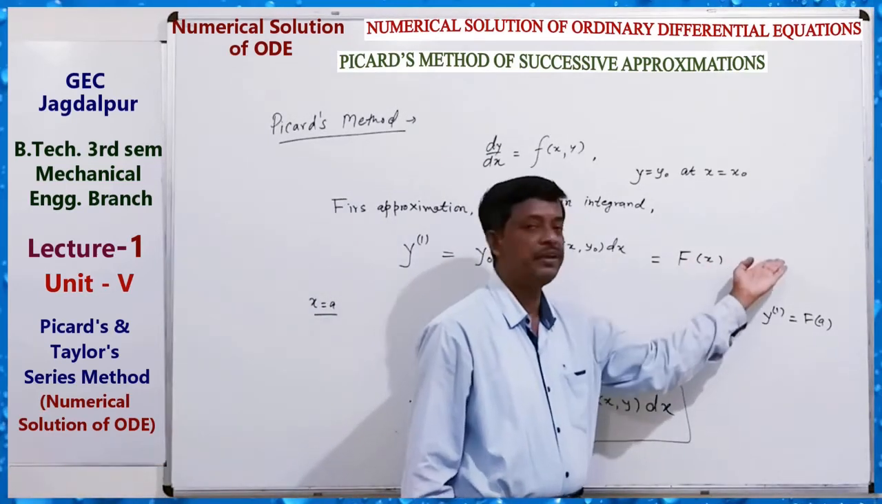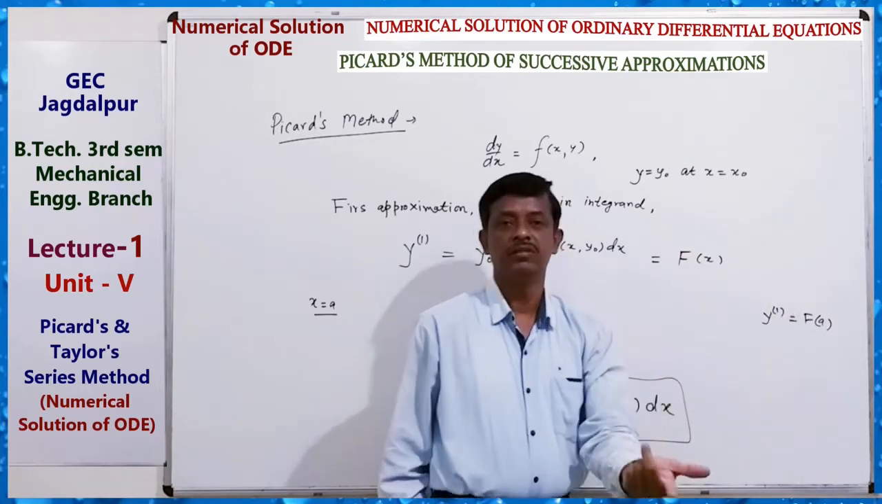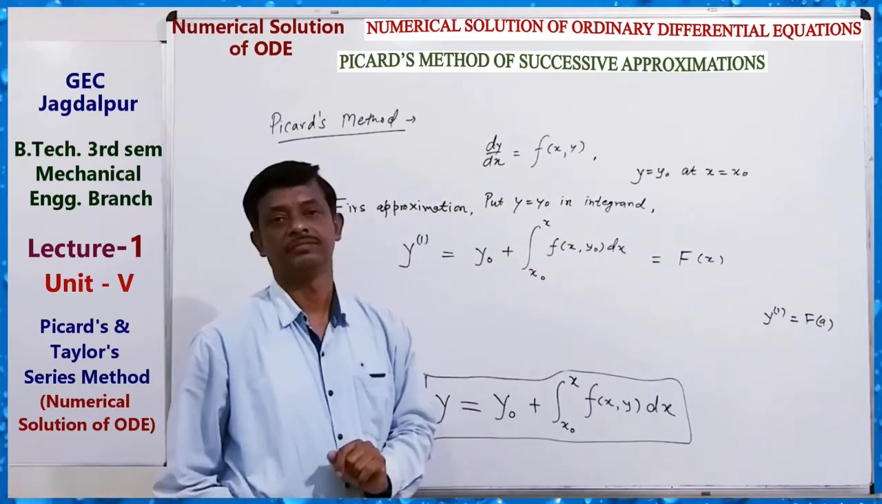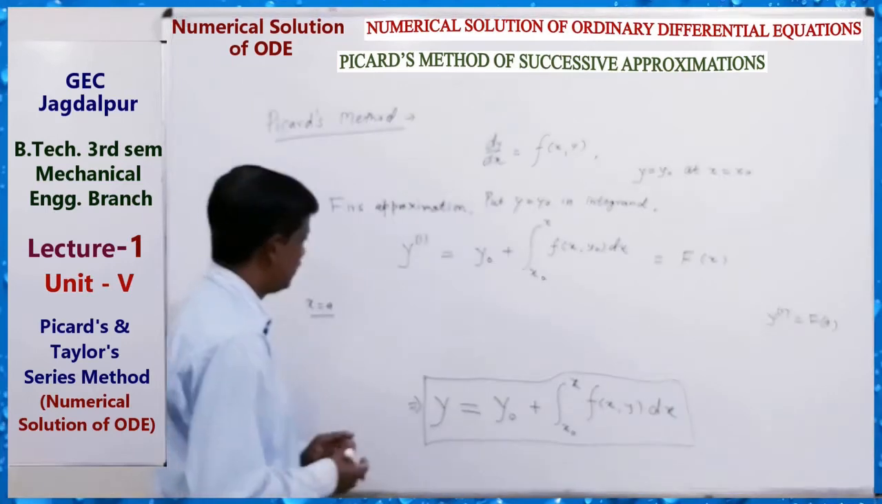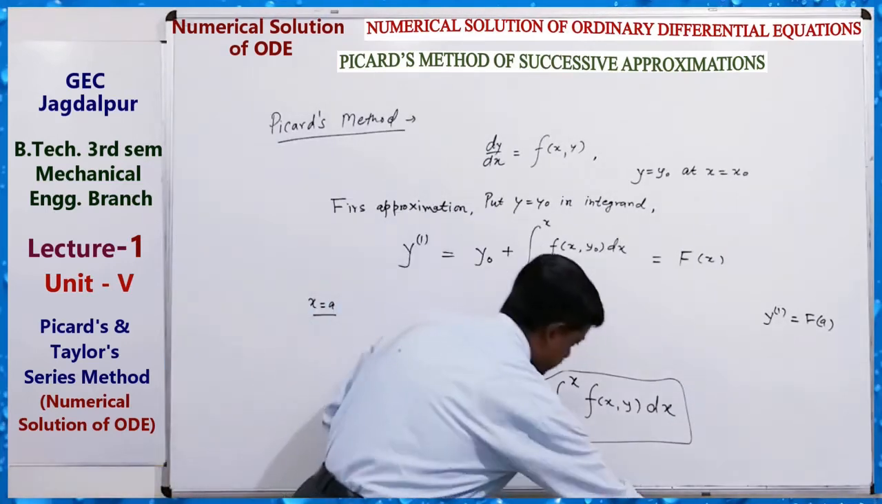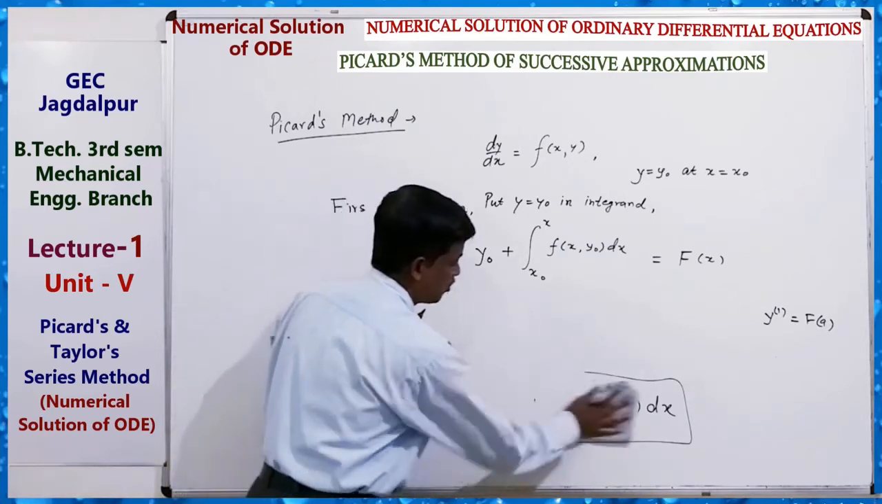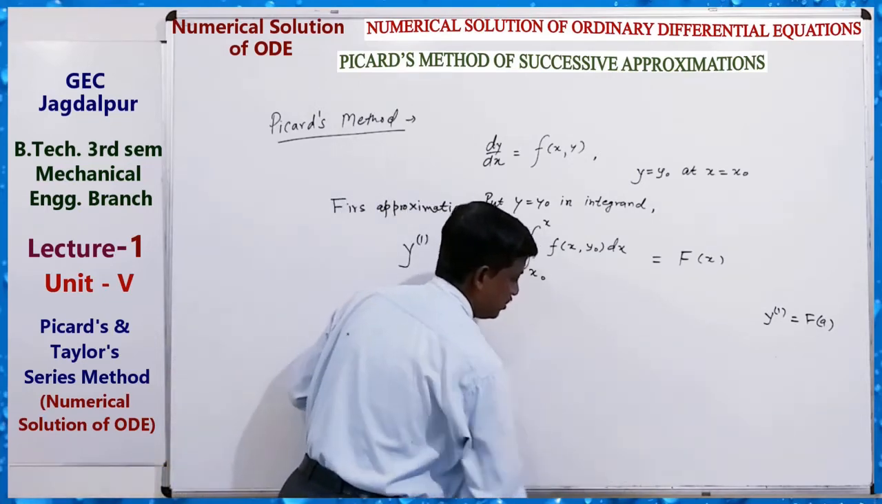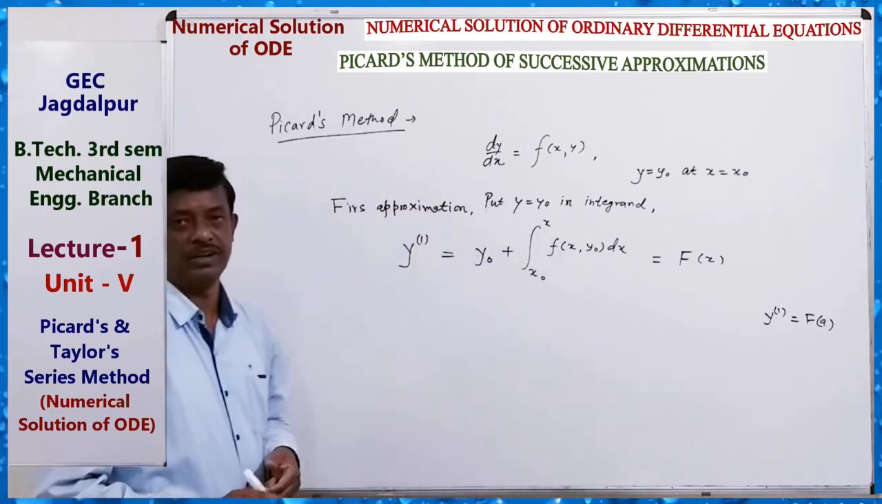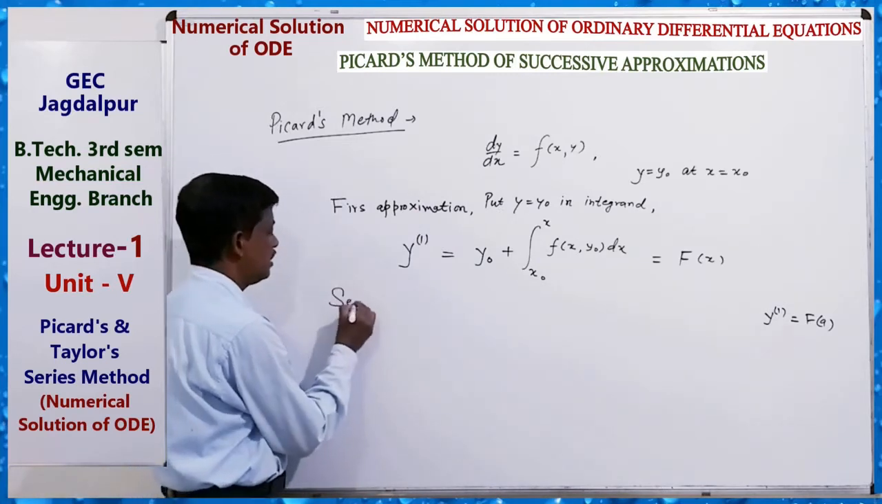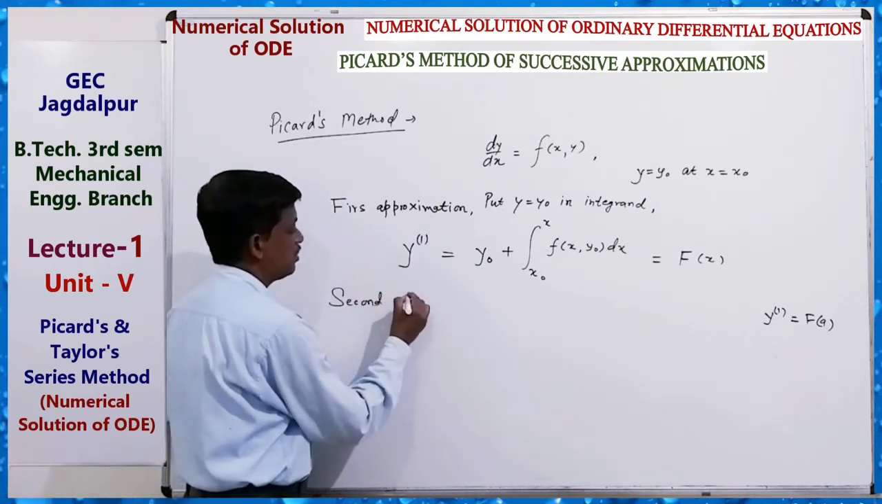So you can get fn. F is a particular value, that is the first approximation. Now, this is the first approximation, and similarly, just use this formula successively. That is, successive integration is required here. Second approximation.